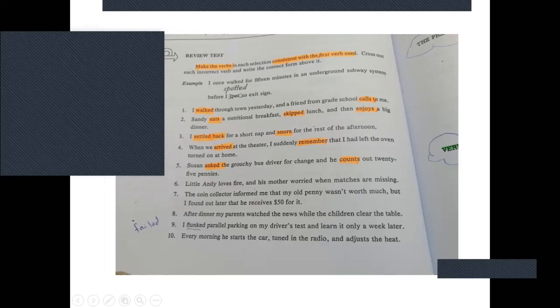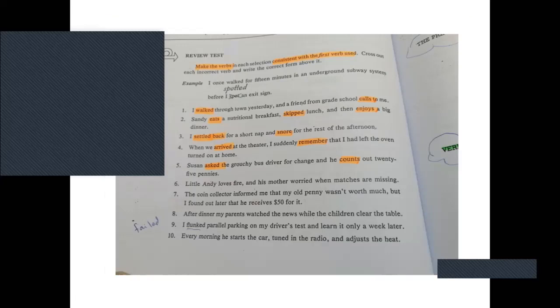Now, still one more exercise. Make the verbs in each selection consistent with the first verb used. Cross out each incorrect verb and write the correct form above. Okay? So here, I made it easier for you in the first 5 sentences that I highlighted the verbs. Now they tell us that the first verb is the correct one. Therefore, the rest should agree with the first one, show consistency with the first one. Abdullah Zabi.